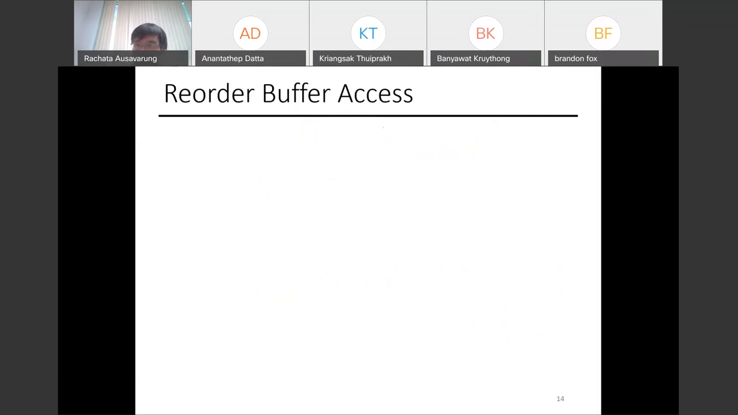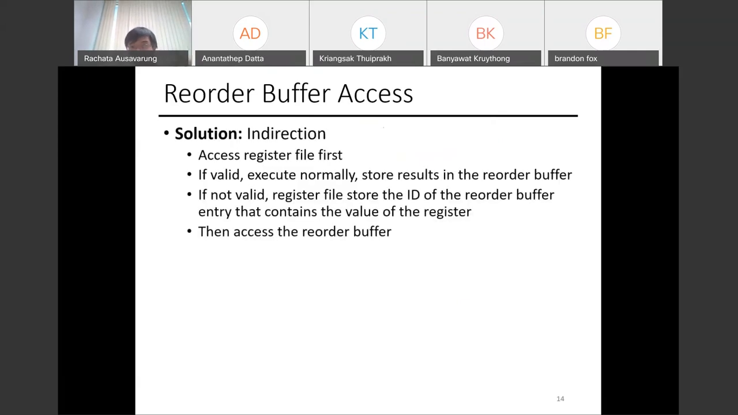So the solution is this. Because there are three sources, you first check the register files. You add the valid bit to the register files. If the valid bit is one, it means use that data. No instruction in the pipeline is generating anything for that register value. That value is valid. Use whatever value is in the register file.